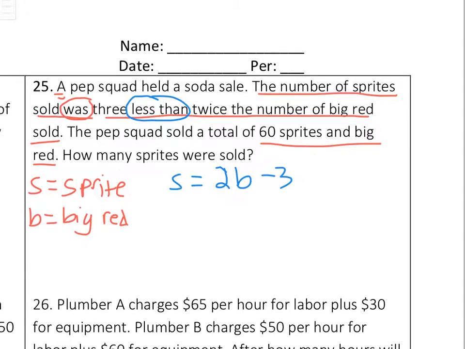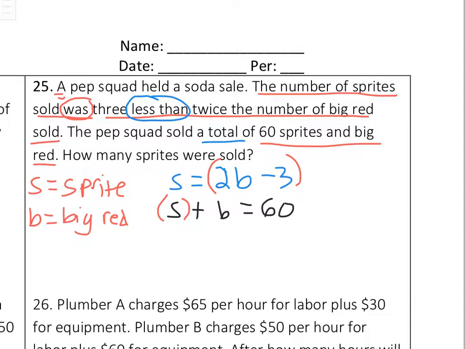Next equation, basically it's a total, a total of 60 altogether. So if you add S plus B, that is equal to a total of 60. Now you got a system of equations. This system of equations is already set up for substitution. So if you were to substitute the S in, it's 2B minus 3 for the S in the other equation. So put parentheses around it.